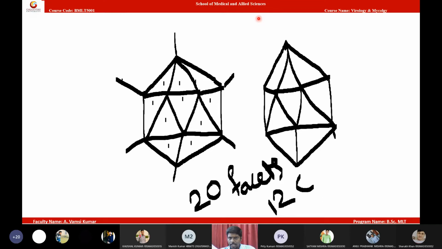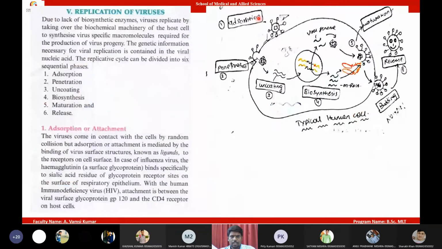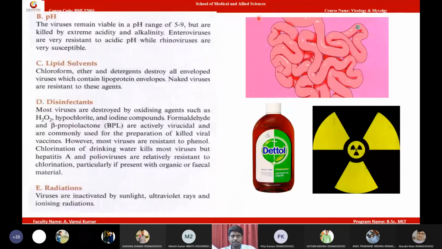I have also given an idea about how to draw the icosahedron. So this is the basic structure of an icosahedron with 20 facets and 12 corners. Right? Then let us move on to the next topic. So kindly start writing notes.